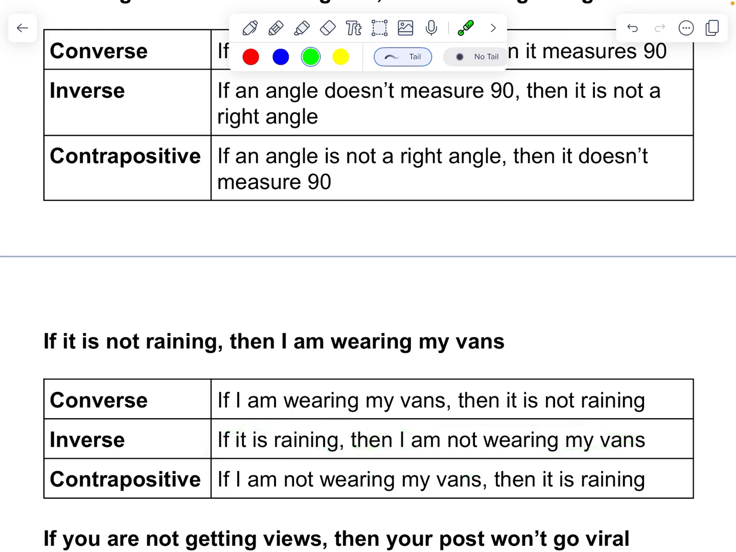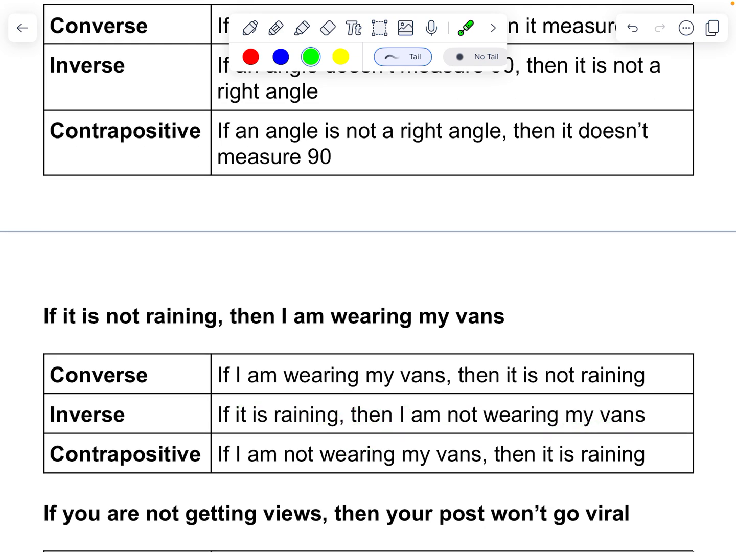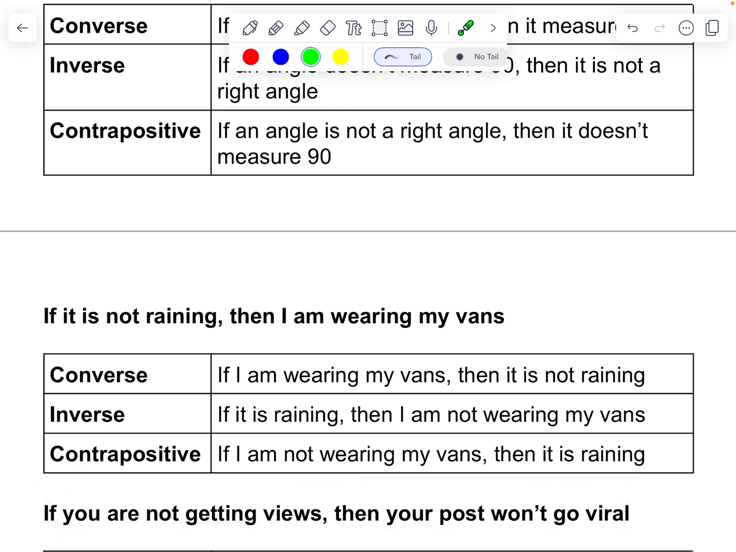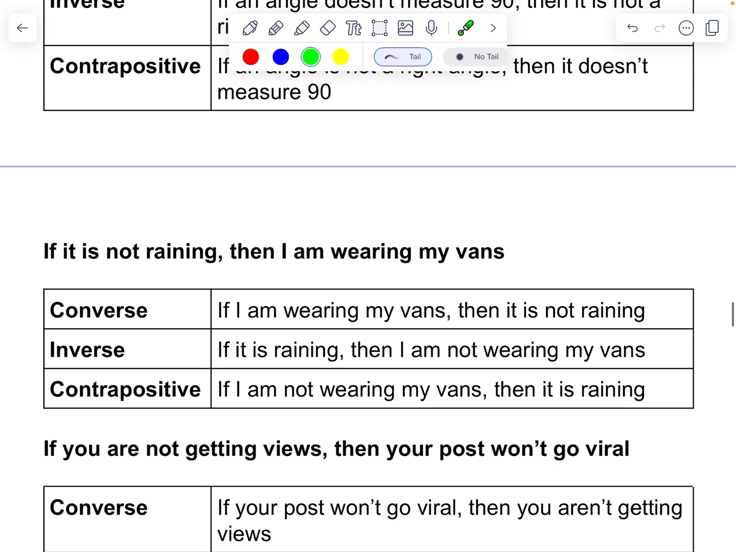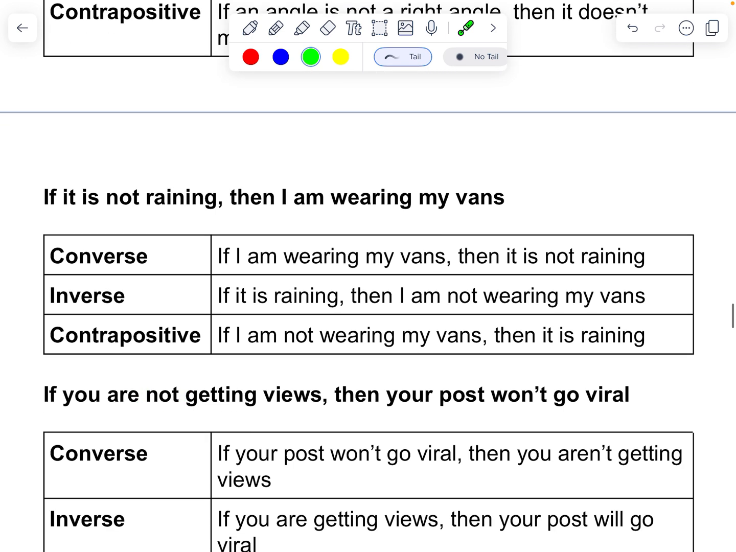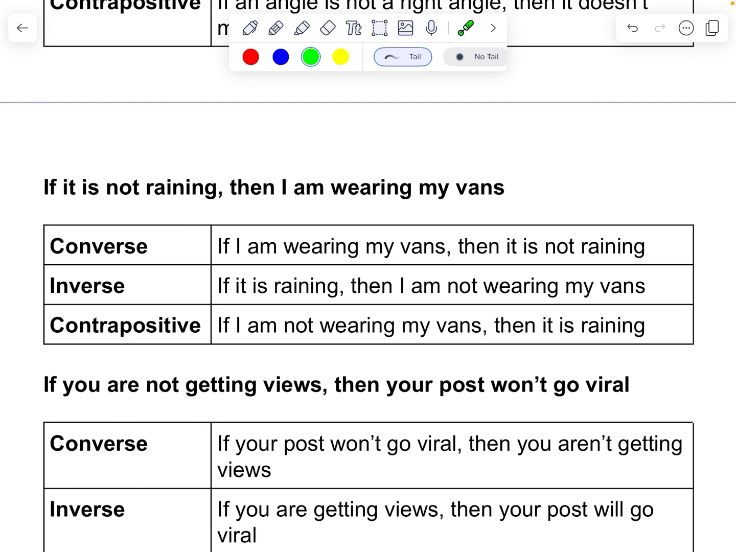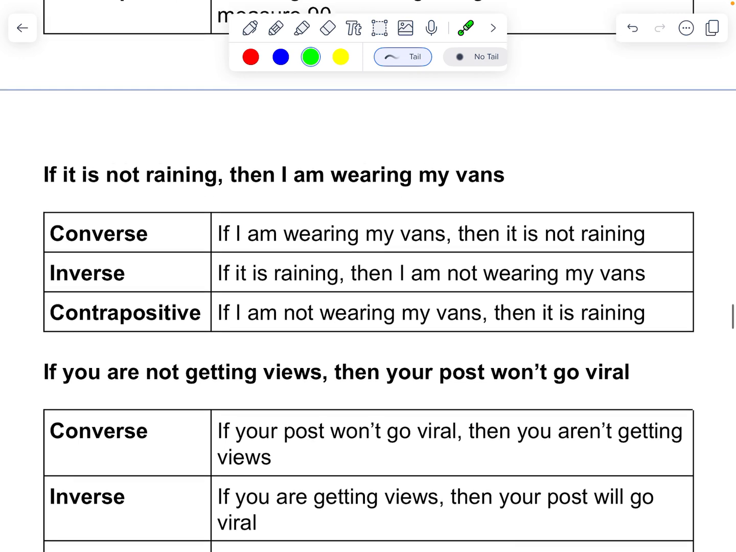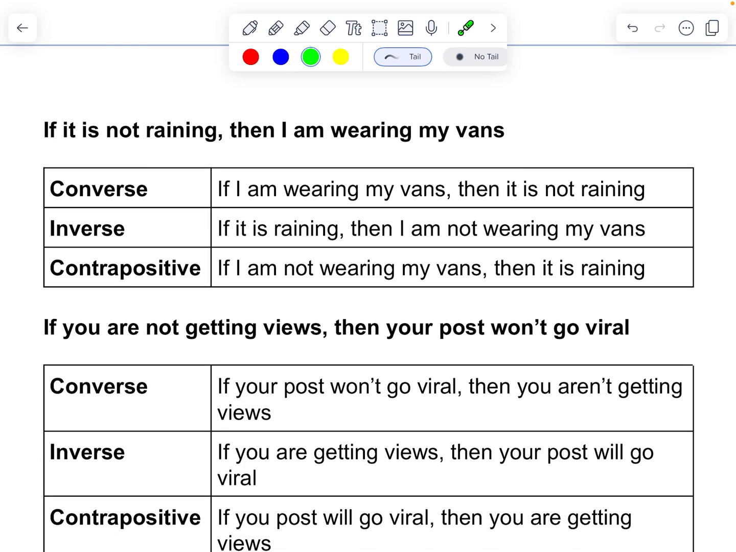Double check yours. This one's hard because it's got a lot of negatives in it. Try it, see if you get it right. If you are not getting views, then your post won't go viral. Converse, switch them. If your post won't go viral, then you aren't getting views. Inverse, not them. So this time we're gonna just opposite them, right? If you are getting views, then your post will go viral. Contrapositive, both flip it and reverse it. If your post will go viral, then you are getting views.